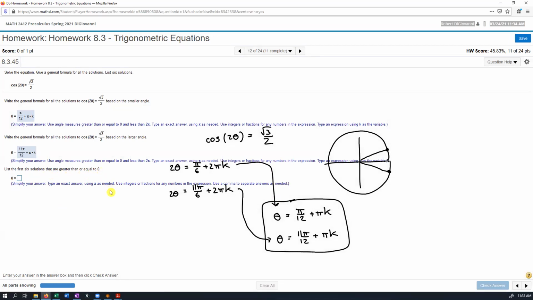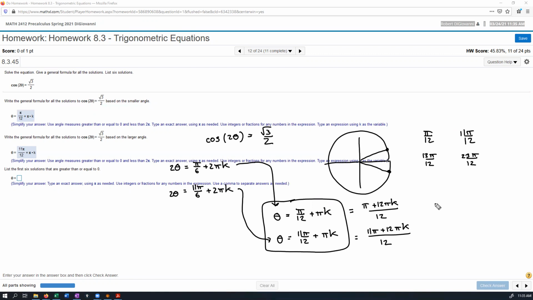The first 6. So let's get a common denominator over here. So this would be pi plus 12 pi k over 12. This one would be 11 pi plus 12 pi k over 12. All right, let's just start letting k be 0. We get pi over 12 and 11 pi over 12. That's what we get when we let k be 0 here. If k is 1, I get 13 pi over 12. And then on the other one, if I let k be 1, I have 23 pi over 12.